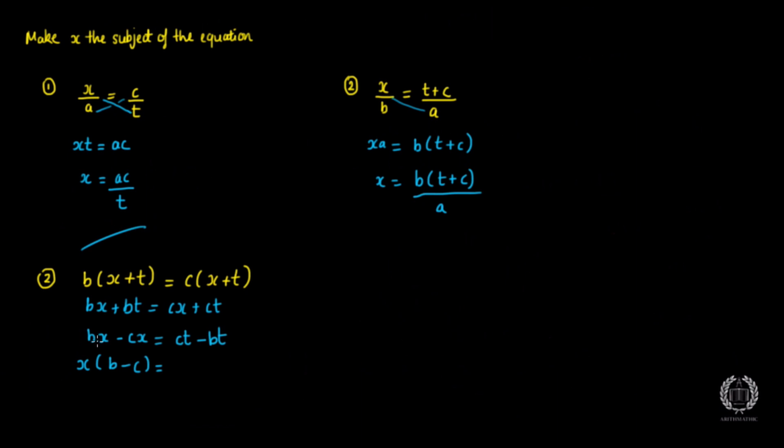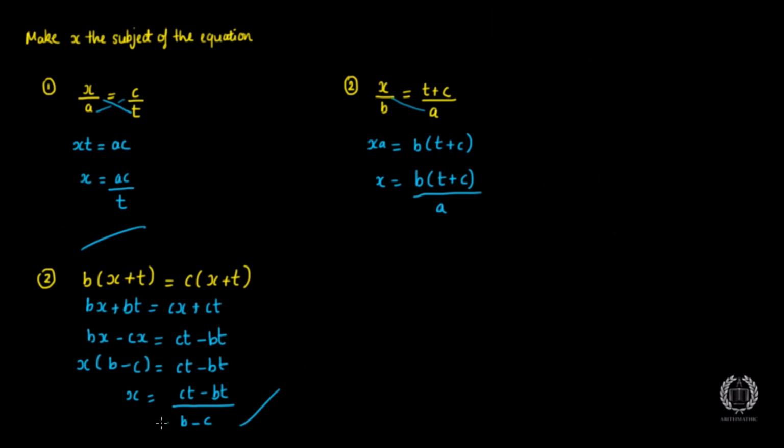X times b, bx, or xb, doesn't matter. And x times minus c, minus cx. So you're taking x out, and then this stays as ct minus bt. And now the final step, because we want x as subject, you need to bring this b minus c to the other side. So ct minus bt. Now because you're moving it to the other side, you're dividing it by b minus c. And that is your answer.